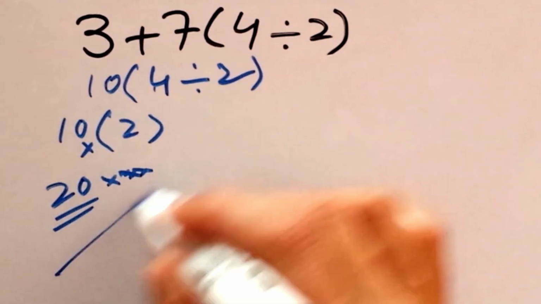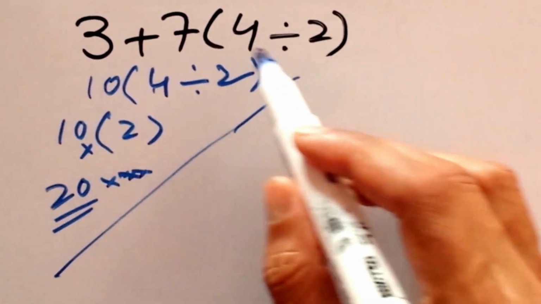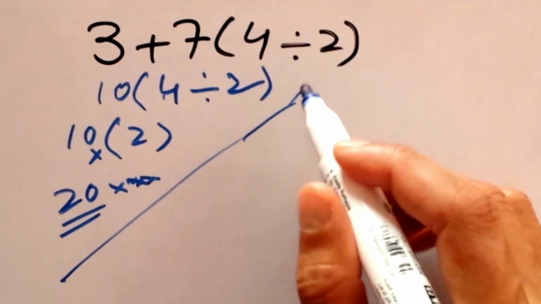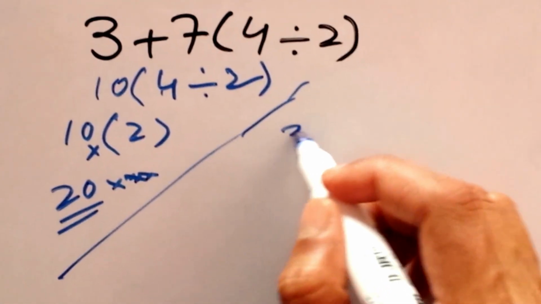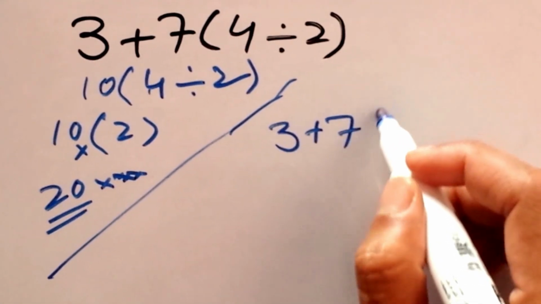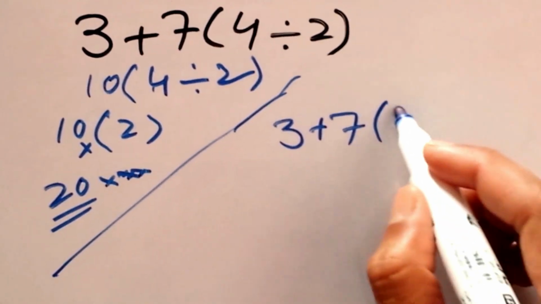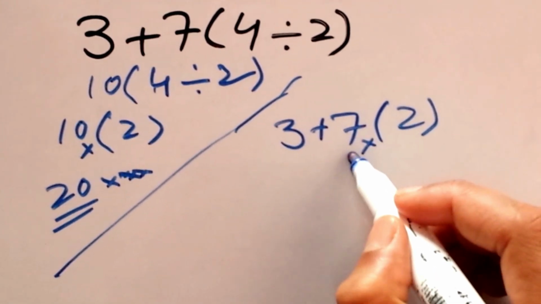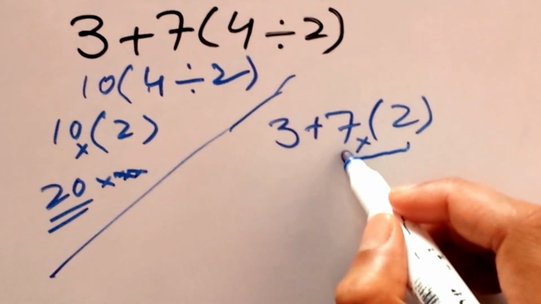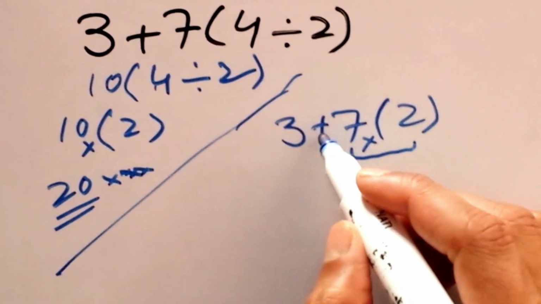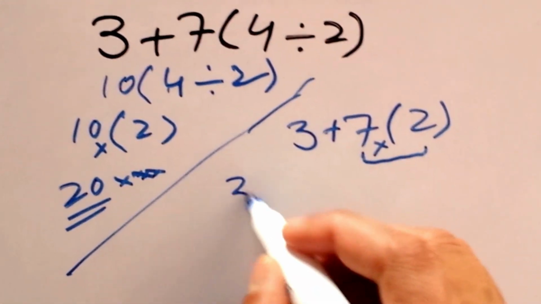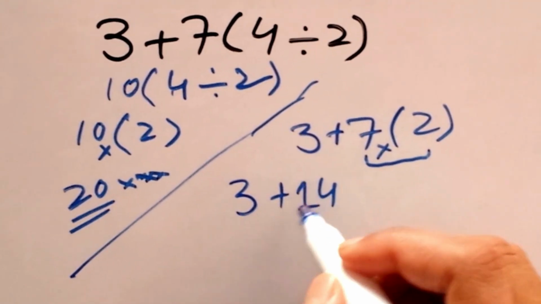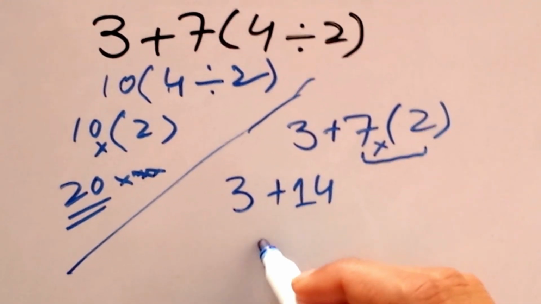Okay, so follow the order of operations. We use the PEMDAS rule. First of all, start with the parentheses, right? So 3 plus 7 and 4 divided by 2 equals 2. Yes, now multiply. Multiplication and division must be done before addition. So 7 times 2 equals 14. Now 3 plus 14 equals 17.